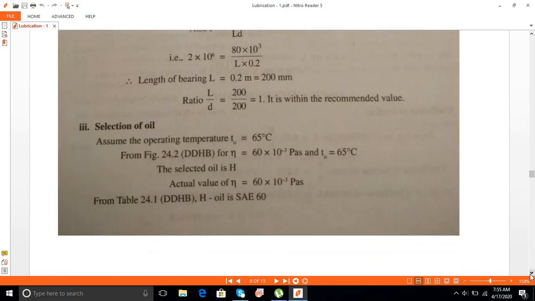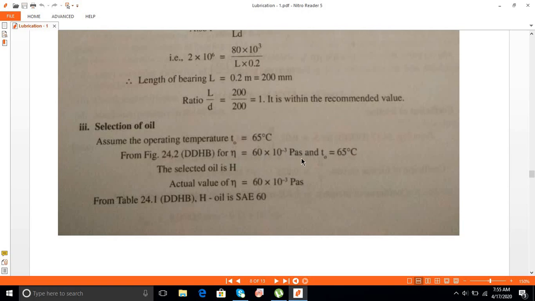Next, selecting the oil. So assuming the operating temperature between 60 to 70, here they considered 65 degrees Celsius, and the viscosity is given as 60 centipoise. So this calculation is required here.